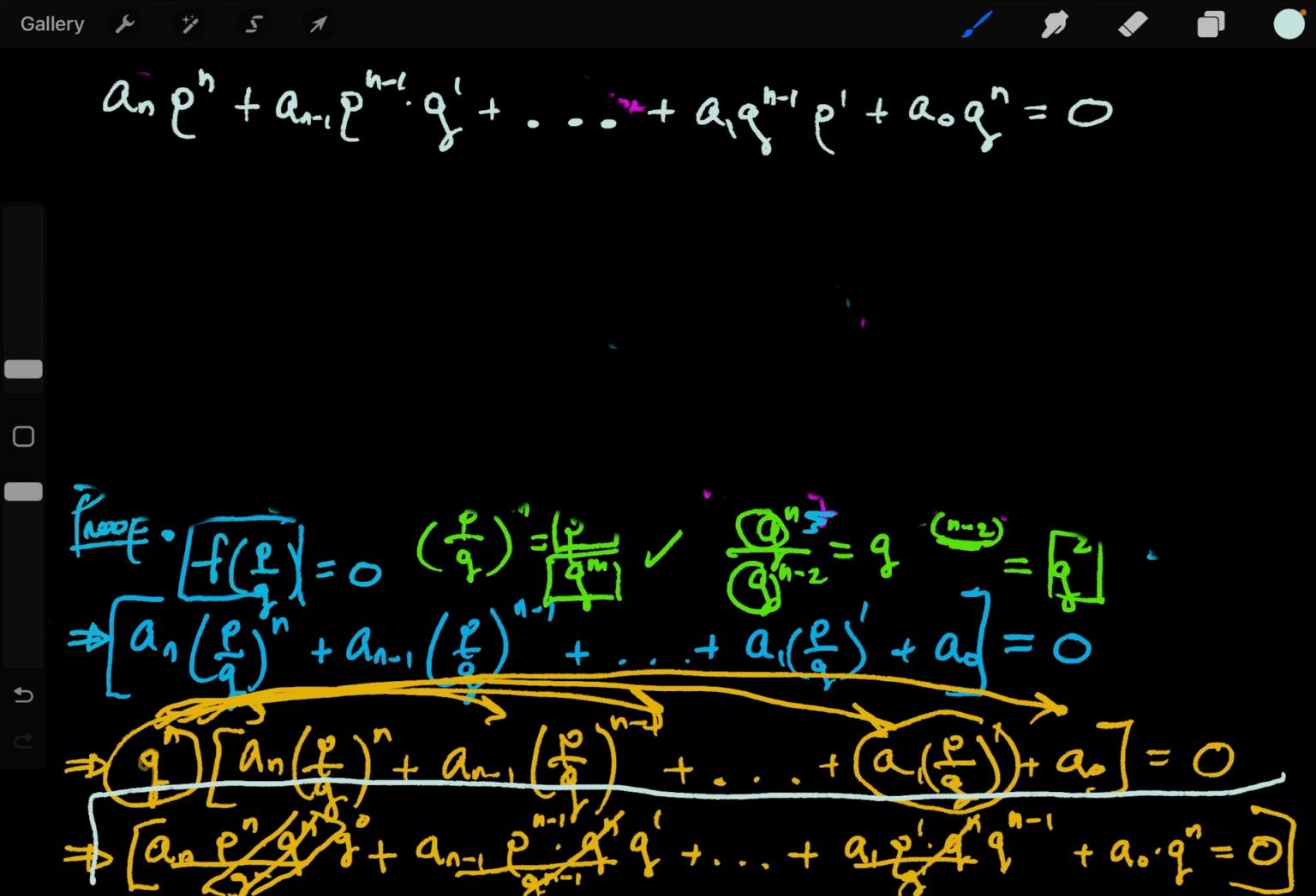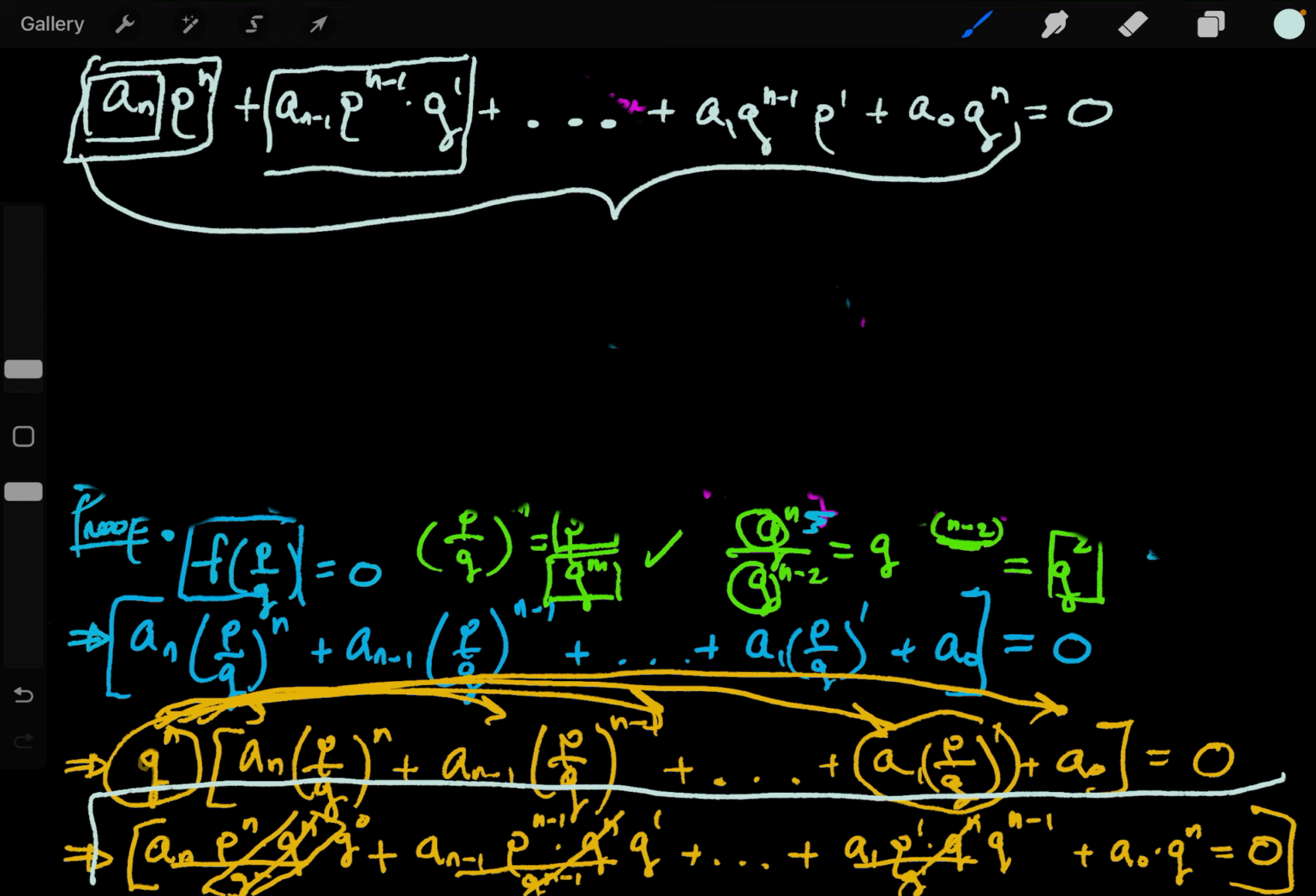And this here is what you want to manipulate and get your result. What you have here is that all of these are integers. We started off with saying that a sub n is an integer. p is an integer, so p to the n is some integer. So this whole term is an integer. And you could make a similar argument that this whole term will be an integer, and all the terms are integers. And of course, the sum of two integers or three integers or n integers is another integer. So that means that this whole thing is an integer.